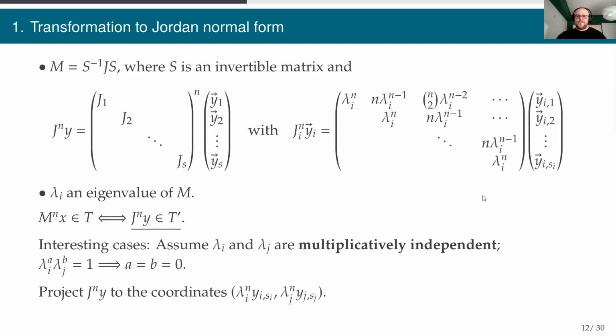When you look at the lowermost equations that you get from this transformation, if you have two multiplicatively independent eigenvalues, meaning that no integer power product of them equals 1, except for the trivial case, then yeah, this is when we get the Skolem problem. So now we're just going to focus on the last coordinate of each of these blocks that we get.